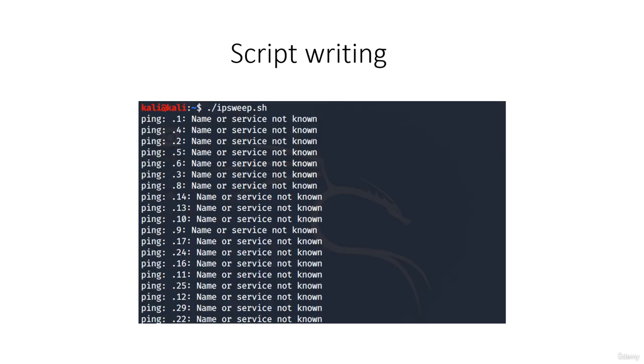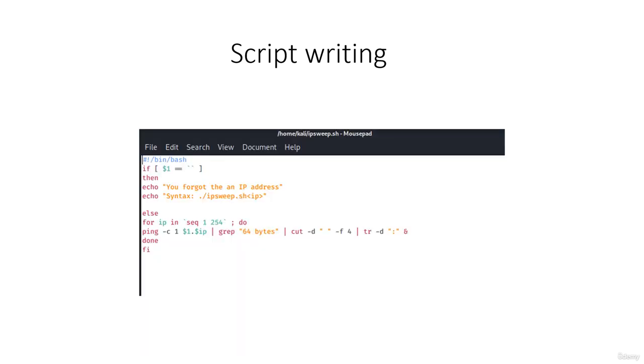Before we continue, I just wanted to improve the script a little bit, so I made some changes. If we don't enter an input, then it will produce a list of errors. So if we don't have $1 as user input, then it will echo the error message. However, if we have an input, then it will run the second part of the code.